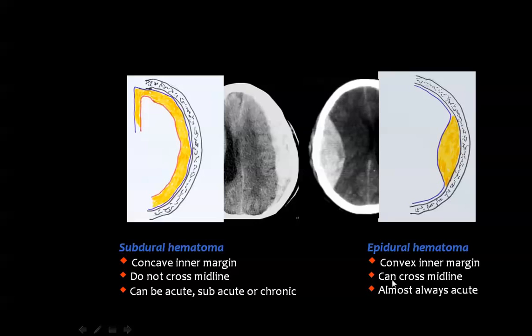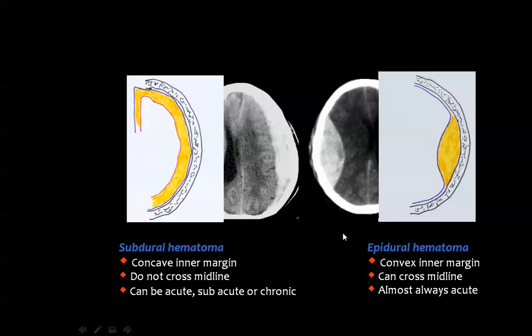Number two, the epidural hematoma can cross the midline. If you see blood here in between the calvarium and the dura, and this blood is near to the midline, it can cross to the opposite side. But the subdural hematoma cannot cross the midline because it will extend into the interhemispheric fissure, and it is bordered by the dura of the falx, which prevents the hematoma from crossing the midline.